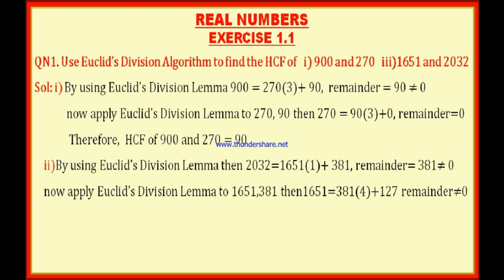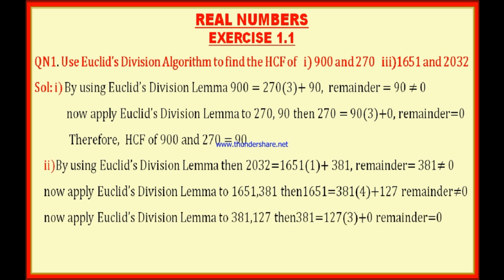Here what is the remainder? The remainder is 127. Is it 0? No, it is not 0. Since it is not 0, again we have to do the same method for the quotient and remainder. In the second case, what is the quotient and remainder? The quotient is 381 and the remainder is 127. Now again apply Euclid's division lemma to 381 and 127. Then 381 is equal to 127 into 3 plus 0.